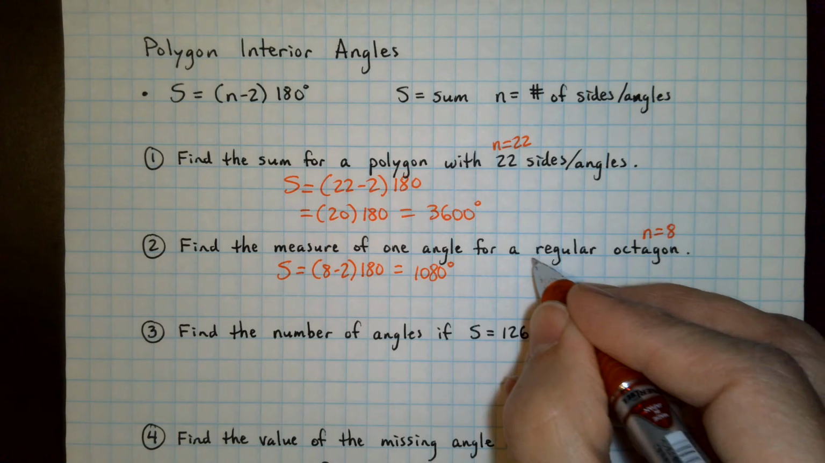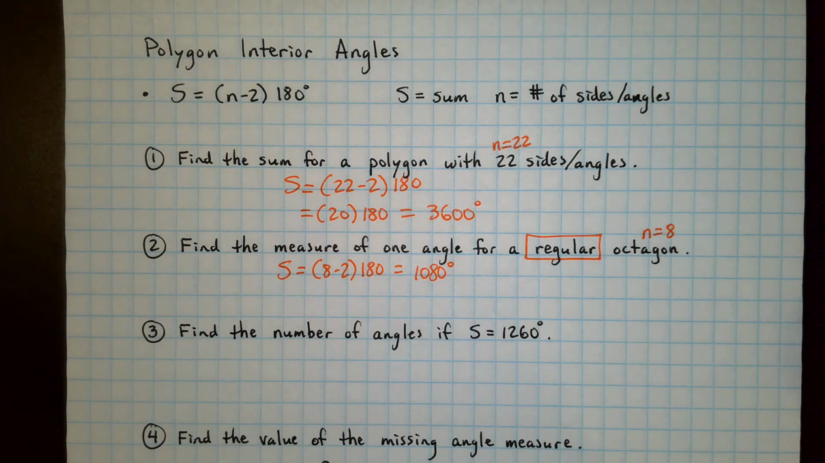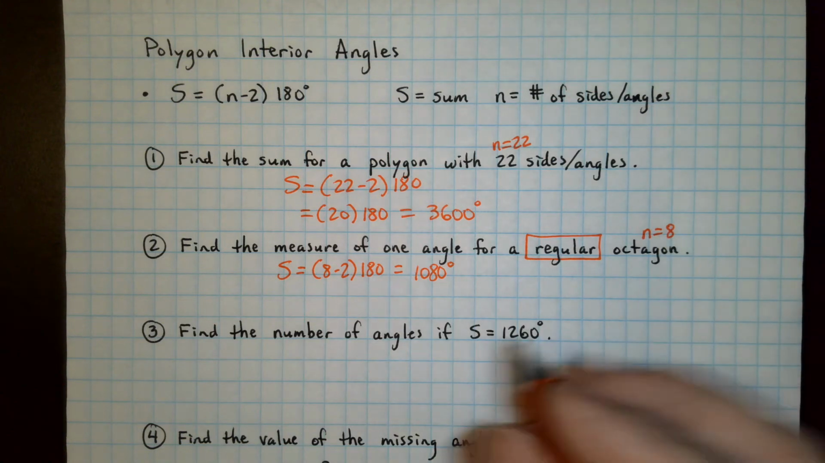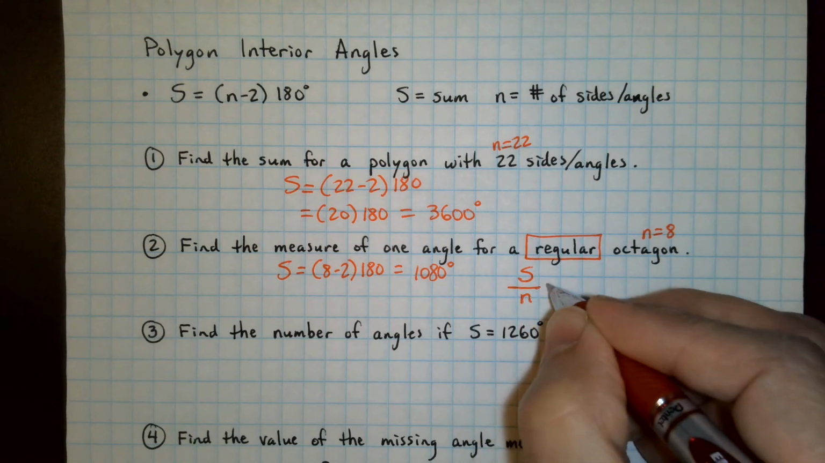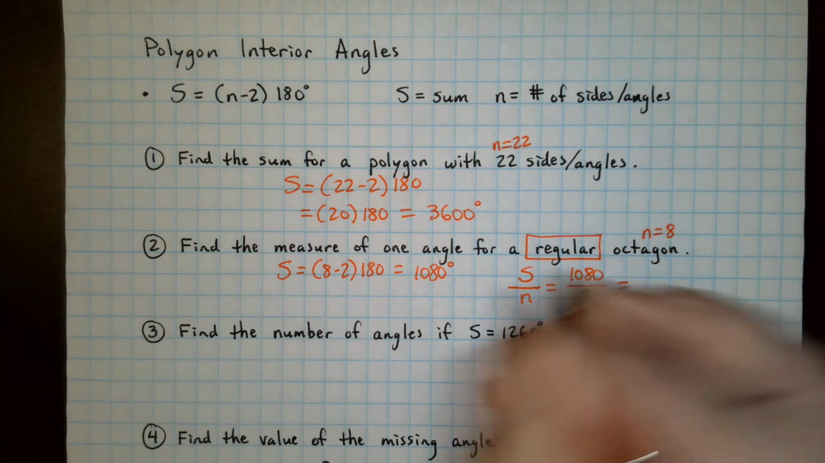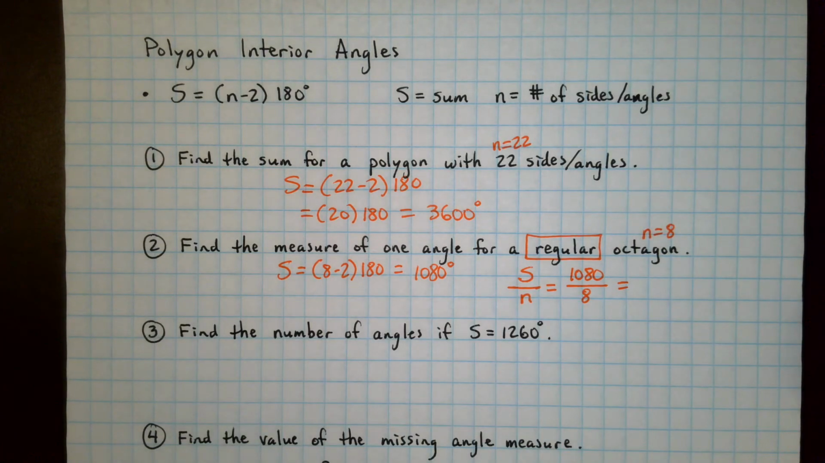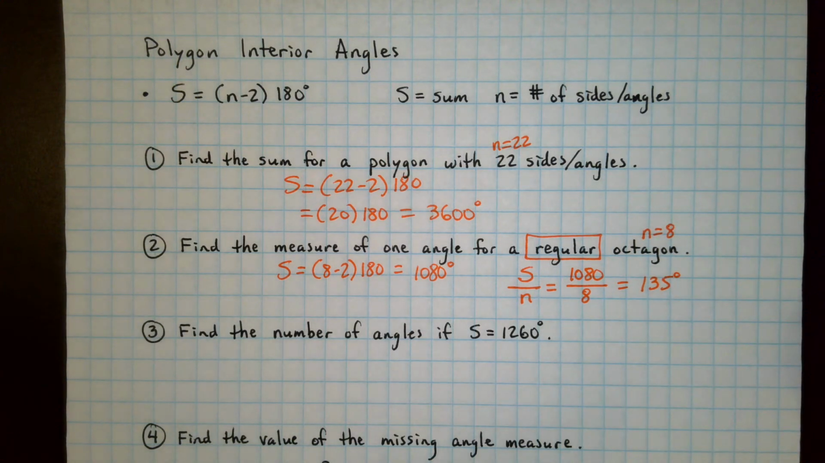Well, if it's regular, and that's an important part to this, all of your angles are going to be the same. And you have 8 of them. So you're going to take S and divide it by n, 1,080 divided by 8. And that's going to tell you that each angle on the inside is 135 degrees.